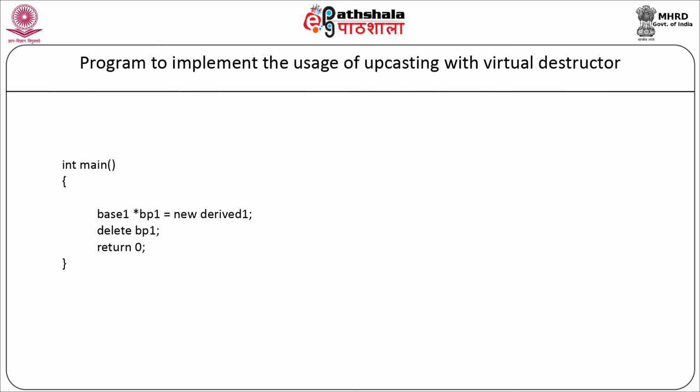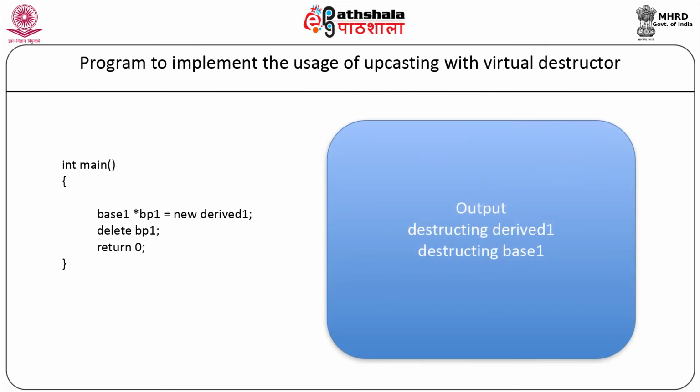Now, because we have made the base class destructor virtual, when the above code is compiled and executed, it will produce the result as destructing derived 1, destructing base 1. So, both the destructors will be called here, the derived class destructor as well as the base class destructor.